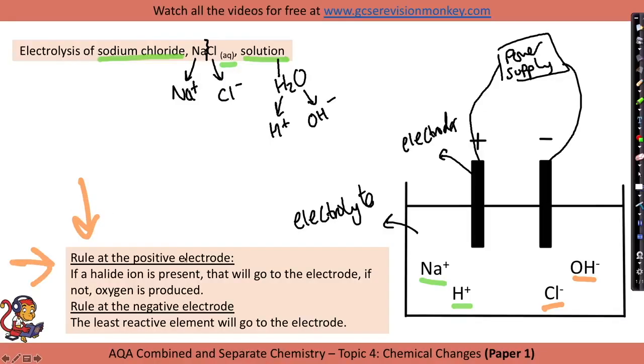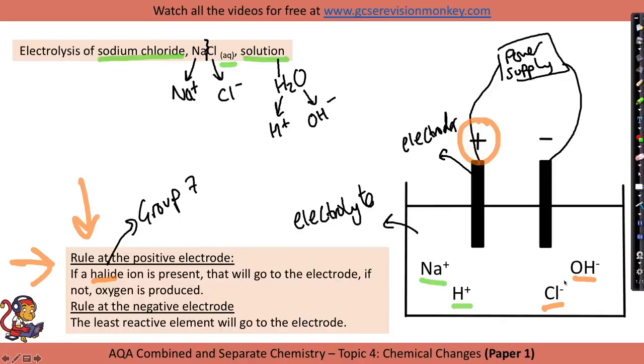The rule at the positive electrode, so here first of all, is that if a halide ion, which is group 7, so if anything from group 7 is there, and you'll get your periodic table to help you, that will go to the electrode. If not, oxygen is produced.